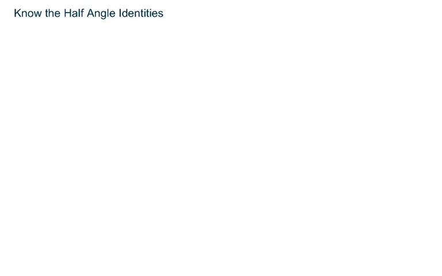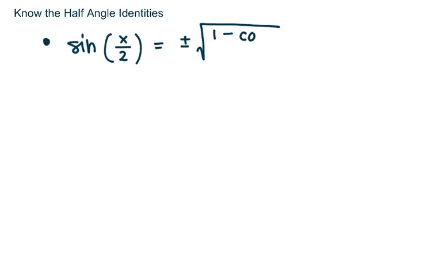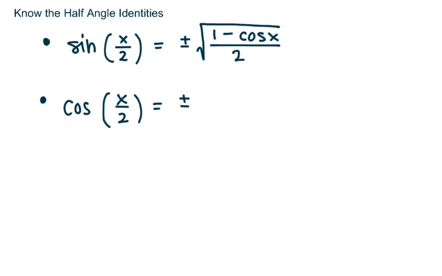So we have 3 half angle identities that we want to know. I'm going to say sine of x over 2. It could be alpha over 2. A variable is a variable as long as you know what it means. So sine of x over 2 is going to equal plus or minus the square root of 1 minus cosine x over 2. Cosine of x over 2, which we just derived, looks very similar. It's plus or minus the square root of 1 plus cosine x divided by 2.